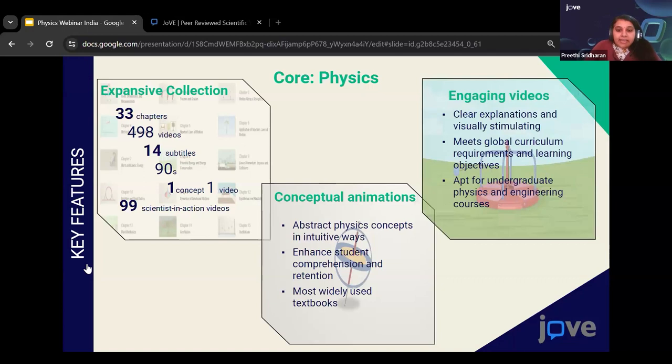Another key feature that I would like to mention is engaging videos. We have very engaging videos with clear explanation and voiceover. As I mentioned, it meets the global curriculum and syllabi requirements along with the learning objectives specified for your particular institution. This collection can easily fit into any undergraduate physics syllabus and basic engineering physics syllabi as well.